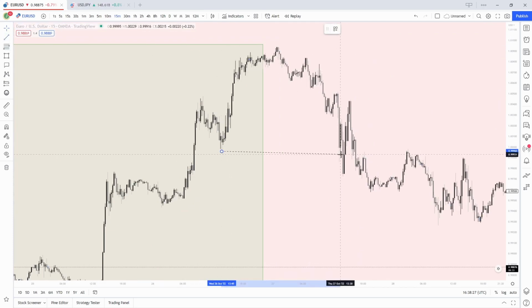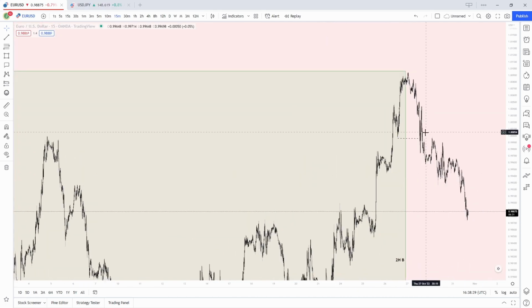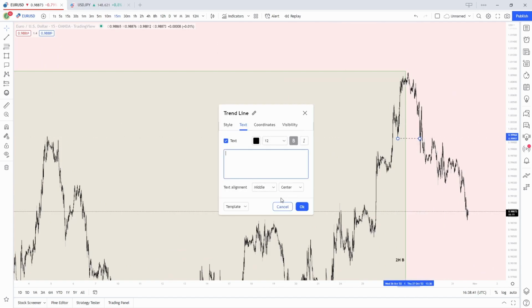this should have been a protected low, and therefore the break of that protected low is technically a break of structure to the downside and an early sign that this structure is coming to an end. Now we have to remember that because we have a 15-minute break here, let's put that as 15M BOS.